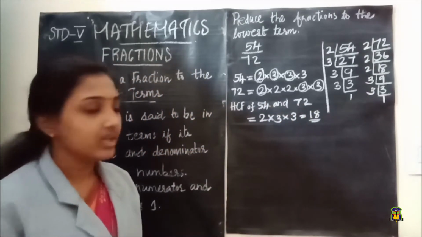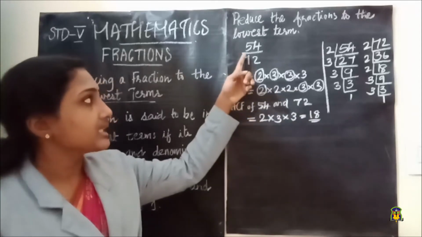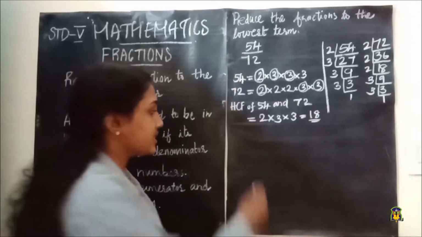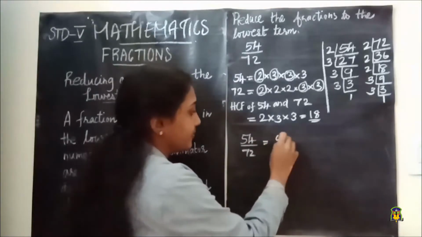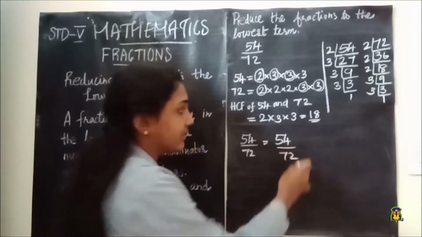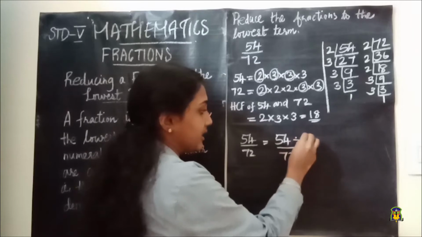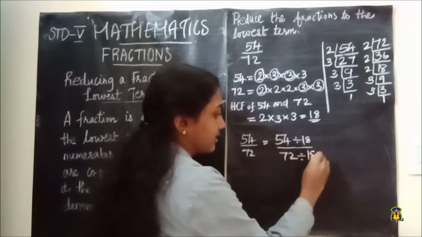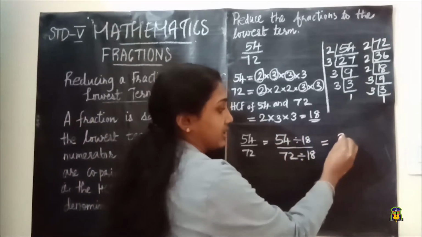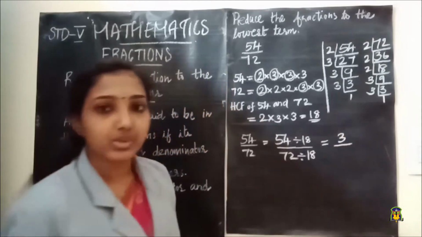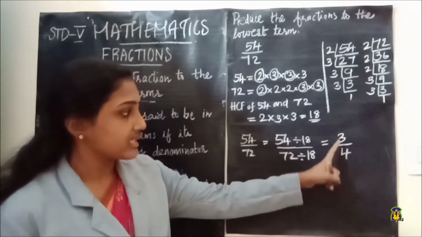We got their HCF. Now to convert the given fraction into the lowest term, we have to divide the numerator and denominator by the HCF. So 54 by 72, we are dividing it with the HCF 18. 54 divided by 18, we get just 3. 72 divided by 18, the answer will be 4. So now we got another fraction, just 3 by 4.